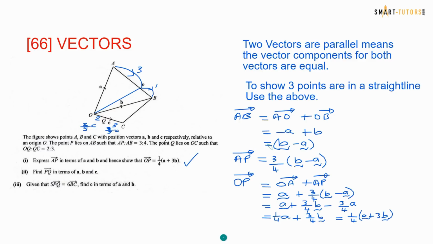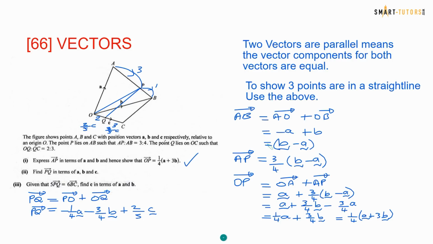Find the PQ. So PQ means here, I'm just connecting the line P to Q. Find the PQ in terms of A, B, C. PQ vector, you can see PQ equals PO plus OQ. PO is opposite to OP. So I can put minus 1/4 A minus 3/4 B plus OQ, which is 2/5 of C. So that is PQ.